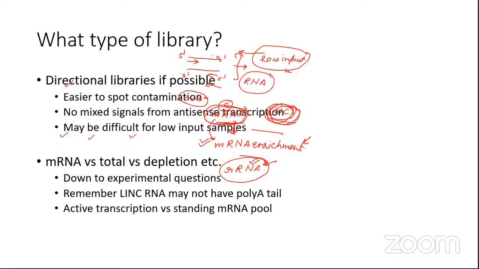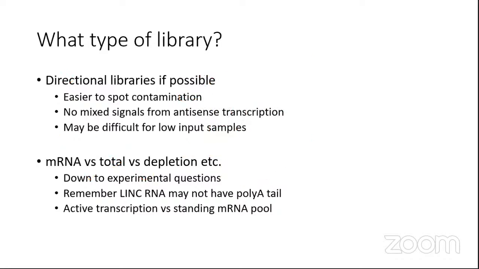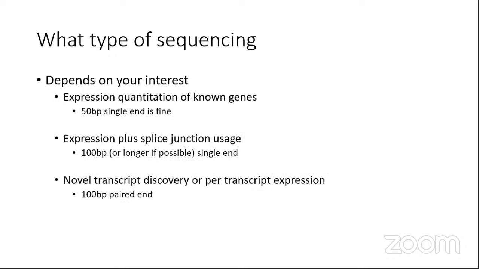So if we are doing the enrichment, how are we doing it? We are using a poly A tail. But if we are doing poly A tail enrichment, then long non-coding RNA will not come. You will lose your long non-coding RNA because they don't have the poly A tail. So active transcription versus standing mRNA pool, this we can get from the mRNA enrichment. One should take care of these factors, and only then decide which kind of libraries we have to prepare. There are different protocols.